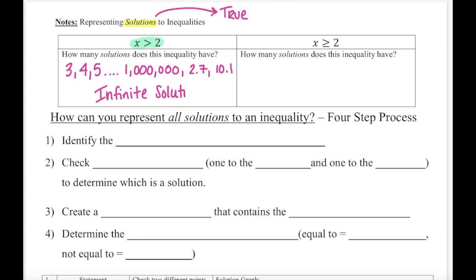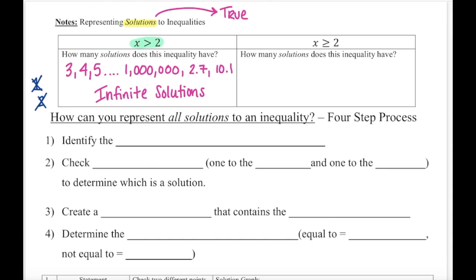However, infinite in this case does not mean all, because there are some values that are not greater than 2. For example, we couldn't say that 1 is greater than 2. That wouldn't be a solution. 2 is also not greater than 2. That's not a solution. So it's infinite, but it's not all solutions.